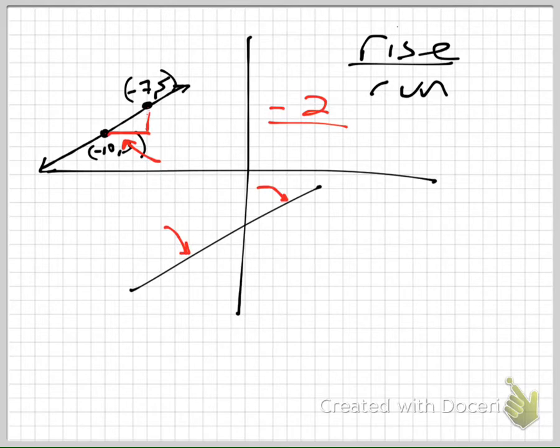How far did I run? 3. Now, I'm running to the left. Agreed? Yeah. So when you're running to the left, that is a minus 3. That's a negative 3. So what is negative 2 over negative 3? What is a negative 2 divided by a negative 3? A negative over a negative is a positive.